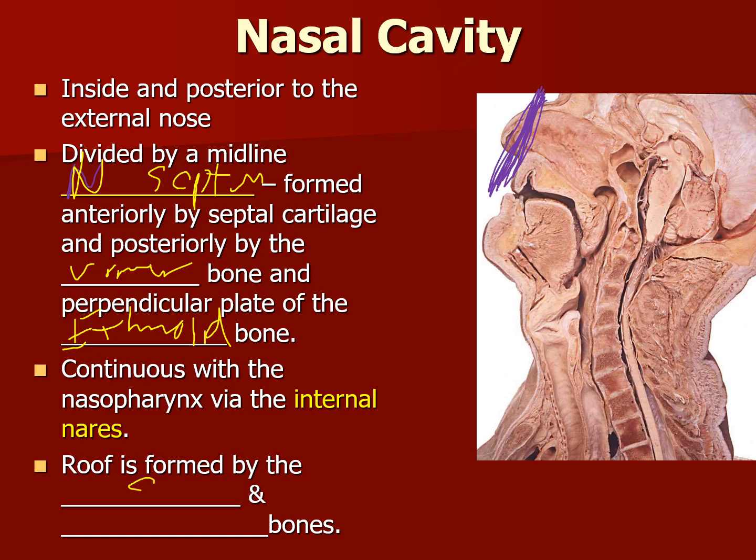S-P-H, so I'll just put an S in there and then spell it for you: sphenoid bone, S-P-H-E-N-O-I-D, right? So the roof of the nasal cavity is formed by the sphenoid bone and the ethmoid bone. And I'll spell that one, E-T-H-M-O-I-D. Okay, so why am I talking about the nasal cavity?